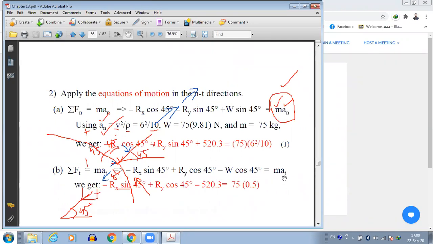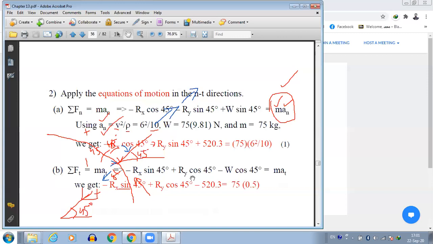We know AT because I mentioned before that in this question AT is given. And we know the mass. So again, we have two equations, everything known except Rx and Ry. So we have two equations, two unknowns. Now it's no more a problem of dynamics, it's a problem of mathematics. So you can solve it. You can find what is Rx, you can find what is Ry. And that was actually needed.